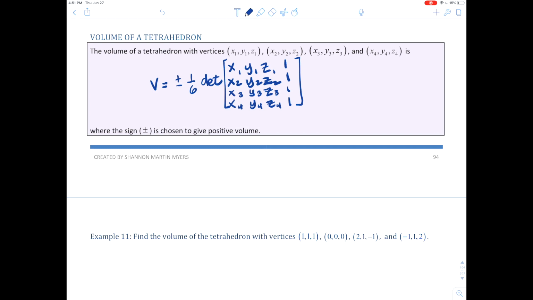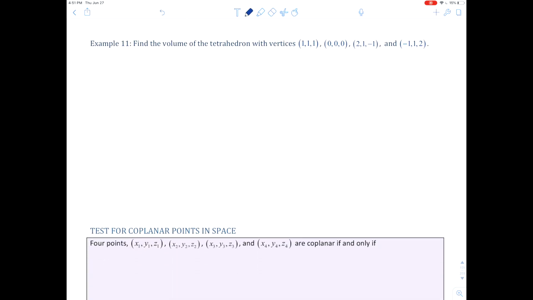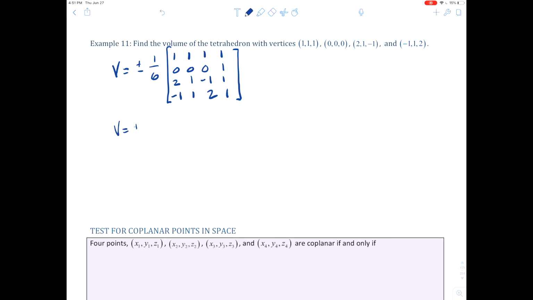All right, so let's find the volume of the tetrahedron with vertices 1, 1, 1, 0, 0, 0, 2, 1, -1, and -1, 1, 2. All right, so here we go. Our volume will be plus or minus 1/6 times 1, 1, 1, 1, 0, 0, 0, 1, 2, 1, -1, 1, and -1, 1, 2, 1. So that will give us our volume equal to plus or minus 1/6 times.